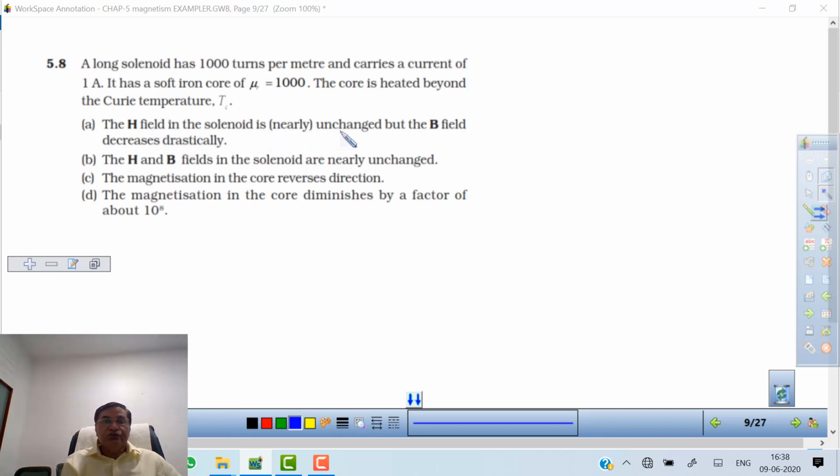The H field in the solenoid is unchanged. Yes, because H is equal to nI, where n is the number of turns per unit length and I is the external current flowing. These are not changed, so H remains unchanged, but B will change because B is equal to mu H. Mu will decrease, and therefore B also decreases. The magnetization in the core is diminished by a factor of about 10 to the power 8. So we know that the susceptibility of a paramagnetic and of a ferromagnetic is quite different, very less for paramagnetic compared to ferromagnetic. So it will change. Both of these are correct.